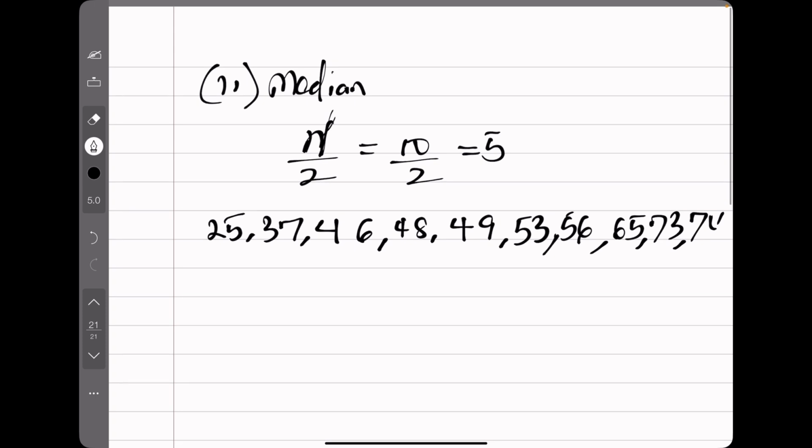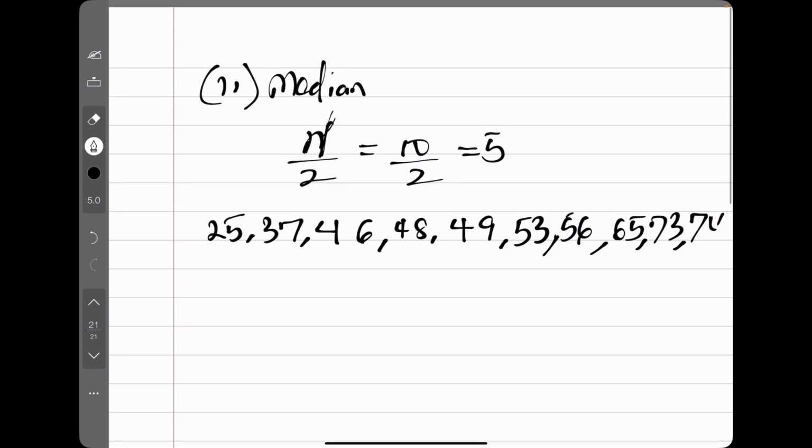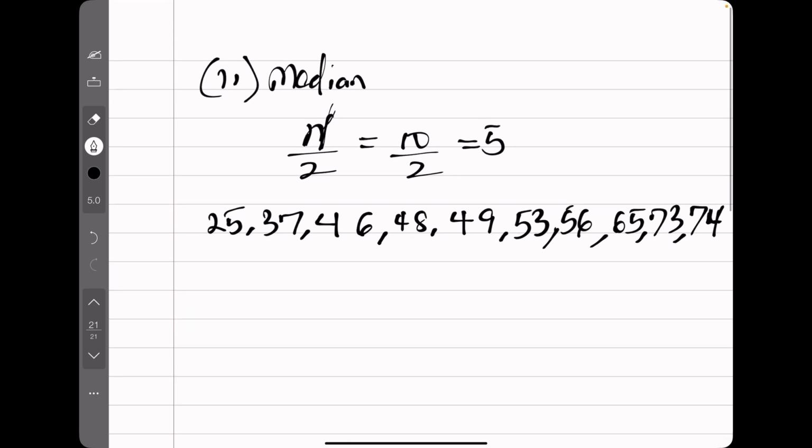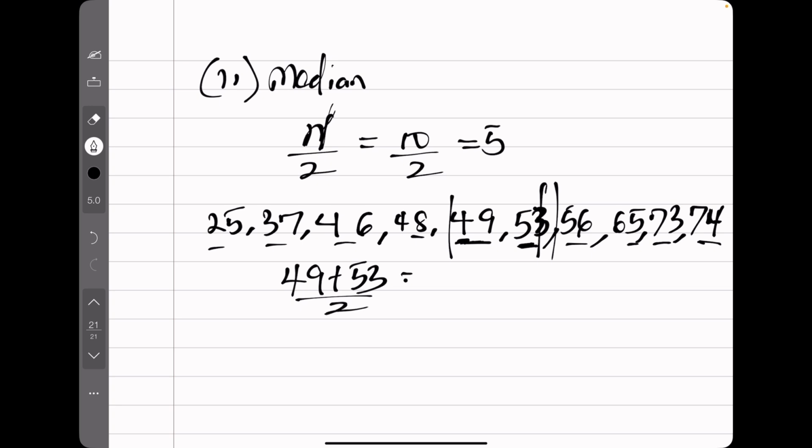Exactly. This is 74. So we count 5, 5. So this is 1, 2, 3, 4, 5. 1, 2, 3, 4, 5. So this is our median value. So we have 49 plus 53 over 2.